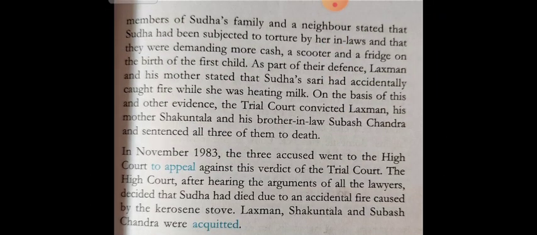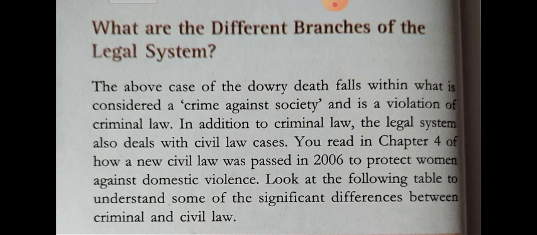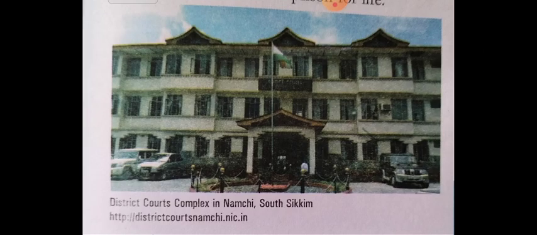So there are different branches of the legal system. Here we have the image of the district court complex in Namchi, South Sikkim. The subordinate court is more commonly known by many different names. These include the trial court or the district judge, the additional session judge, chief judicial magistrate, metropolitan magistrate, and civil judge.